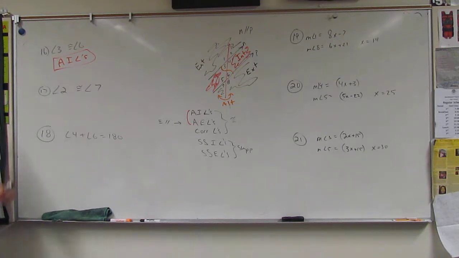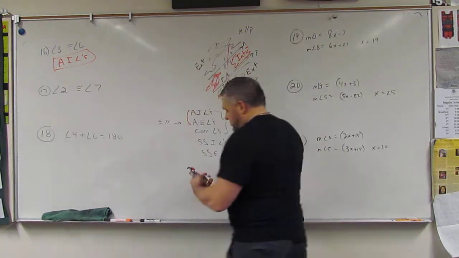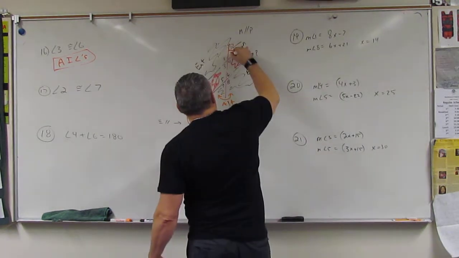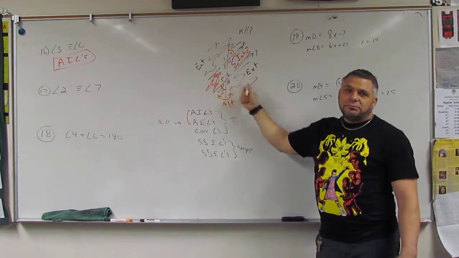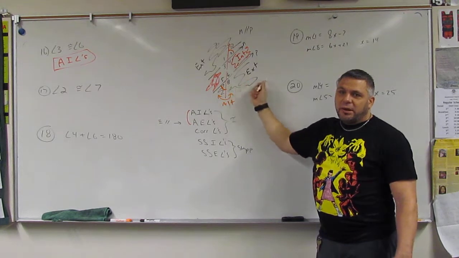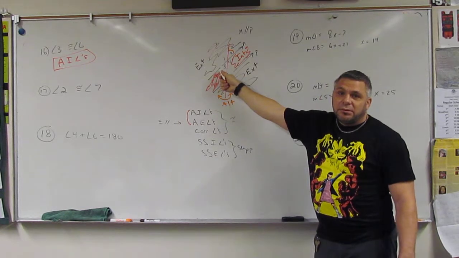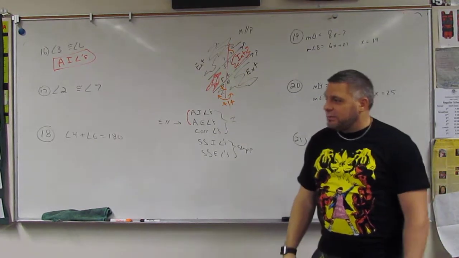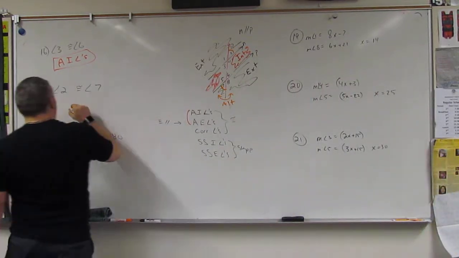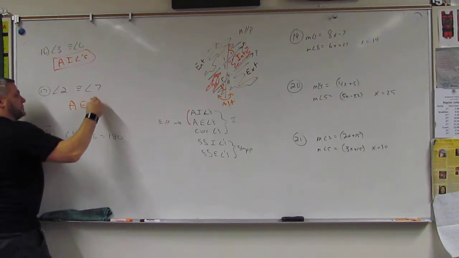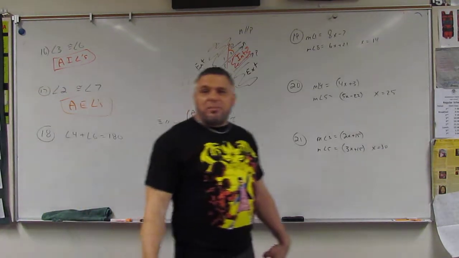Alright. 2 and 7. That means I'm going to take these away and talk about 2 and 7. Are they alternating? Are they both inside? No. They're both outside. So what do we call that? Alternating exterior angles. People, I'm not asking the world of you. I'm asking you to follow a pattern.